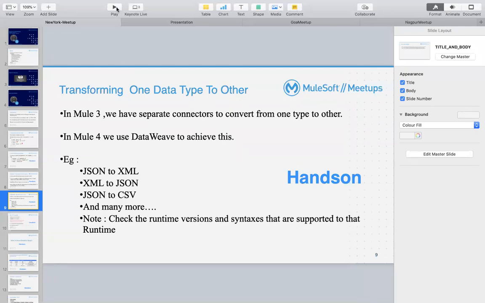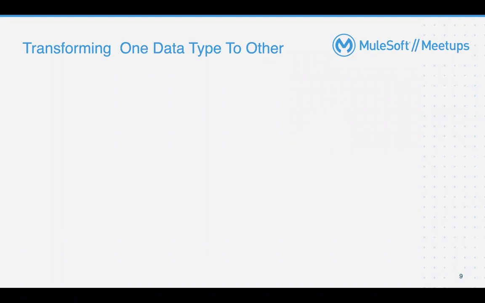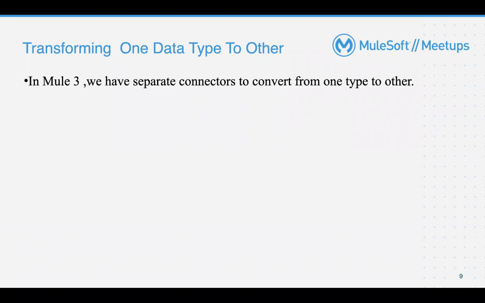So in Mule 3, we used to have separate connectors for transforming one data type to another. If you want to convert from an object to JSON, we have an object to JSON connector, or from string to XML, whatever it is. In Mule 4, we can make use of DataWeave to achieve this. In the Transform Message itself, we can define the output data type and convert it.